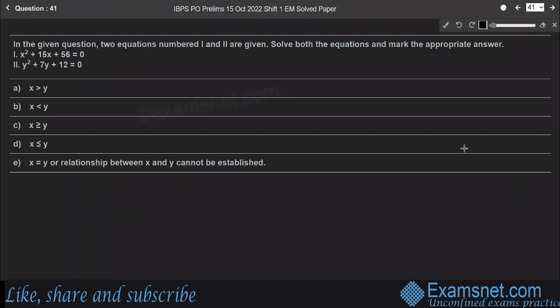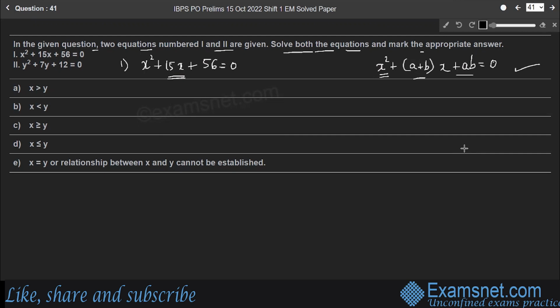Question 41. In the given question, two equations numbered 1 and 2 are given. Solve both the equations and mark the appropriate answer. Here, first one is x squared plus 15x plus 56 is equal to 0. A quadratic equation in the form of x squared plus (a plus b) into x plus ab is equal to 0. Solve the equation means find the value of x, unknown factor, right? So if the quadratic equation is in this form, we have to split the middle term to find the value of x. How to split the middle term?